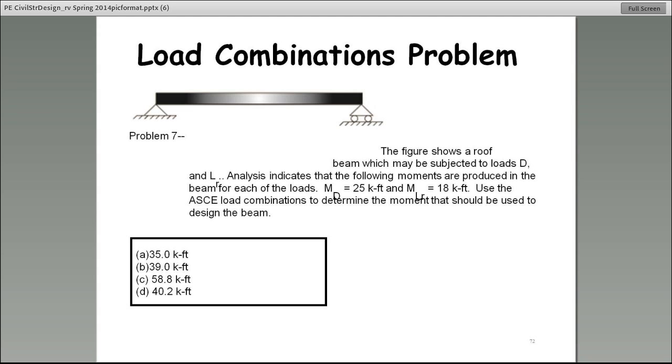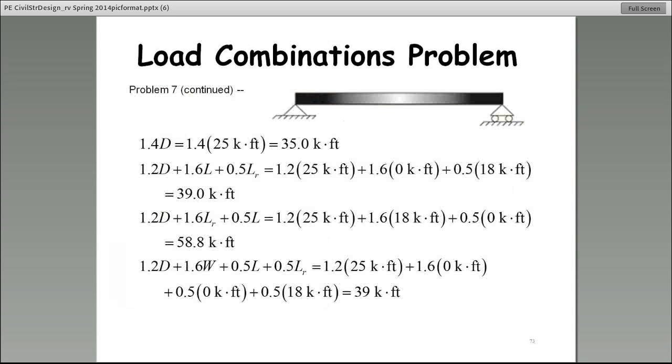All right, here the loads are given in terms of moments. MD, MLR. All right? And these are the 4 choices. Once again, substitute the values that are given and put 0 for the things that you don't have. Here, instead of loads, we have moments. And in this case, I think the answer is 58.8.